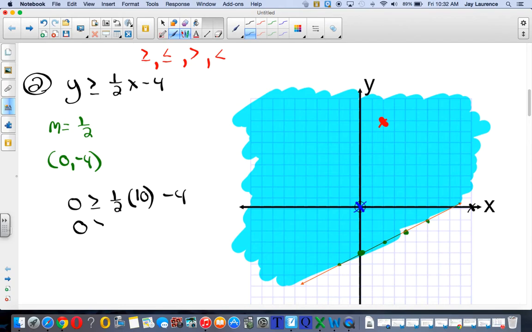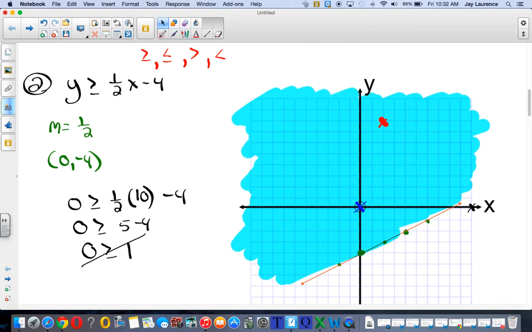And I'll simplify the right-hand side. 1/2 of 10 is 5, 5 minus 4. 0 is greater than or equal to 1. Is that true? And notice this test point is not in the shaded region. Any point I pick below this line will not be in the shaded region.